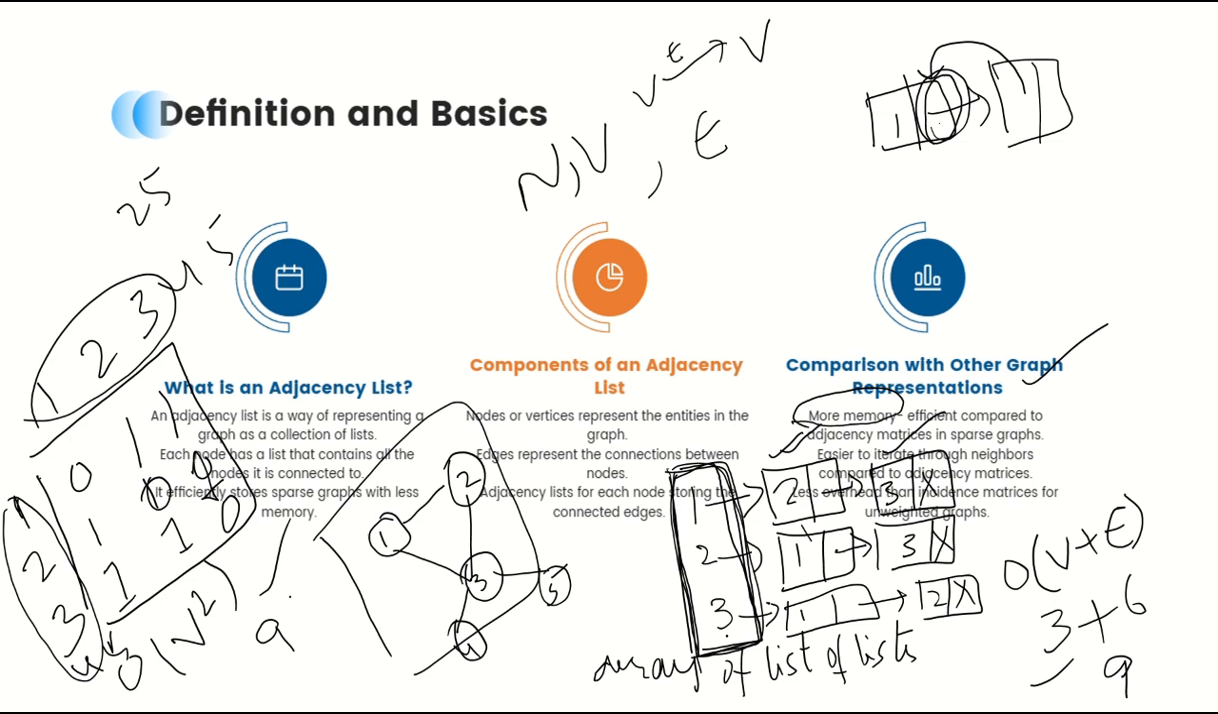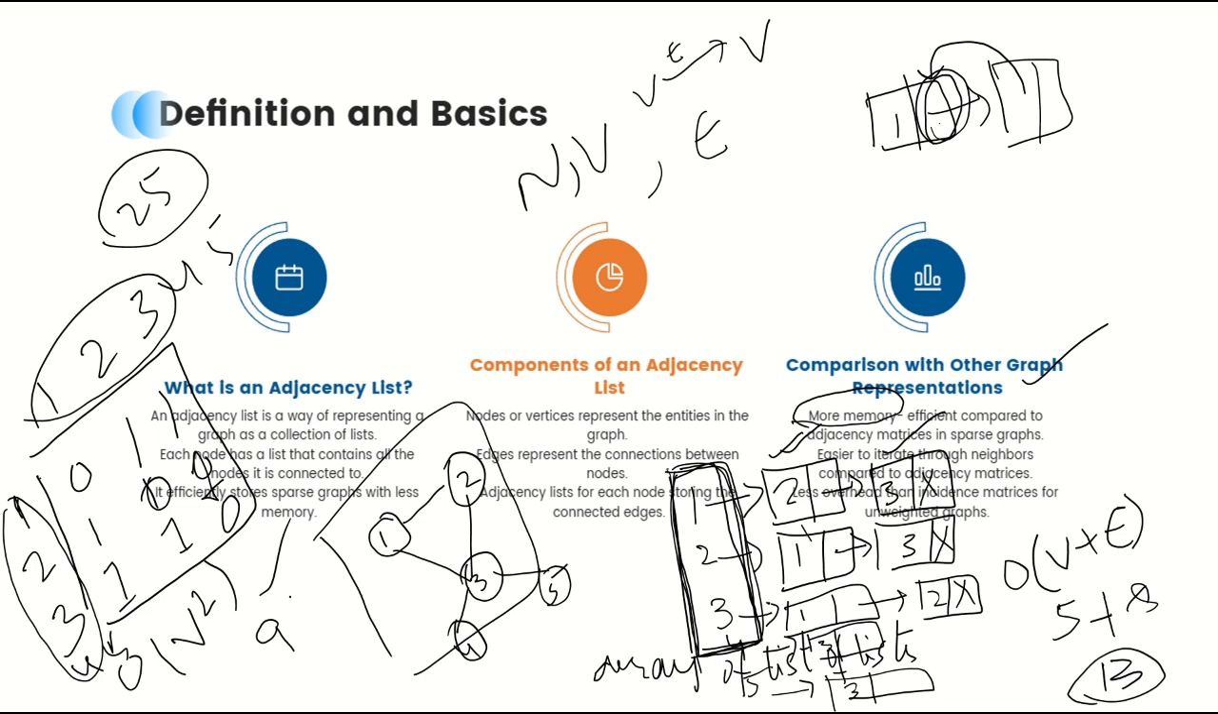Now if we increment this with 4 and 5, 4 is connected to 3, so 1 edge, and 5 is again connected only to 3. So the vertices will change to 5, and edges will be 1, 2, 3, 4, 5, 6, 7, 8. 8 plus 5 is 13. Now 25 will be more or 13 will be more? Obviously 25 is more. So adjacency list has efficient memory storage.